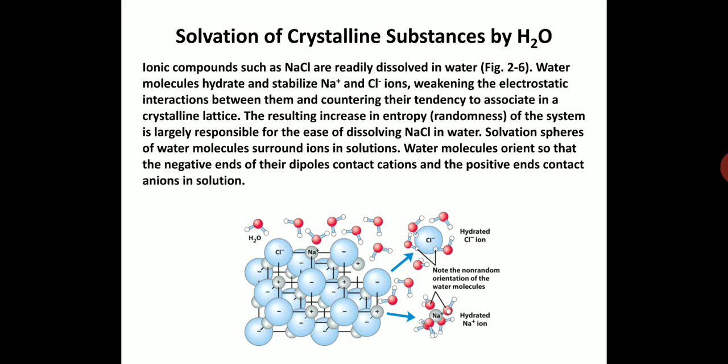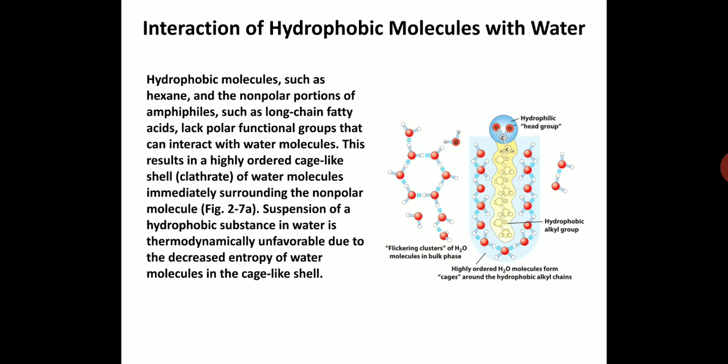The resulting increase in entropy, that is the randomness of the system, is largely responsible for the ease of dissolving NaCl in water. Solvation spheres of water molecules surround ions in solutions. Water molecules orient so that the negative ends of the dipoles contact the cations and the positive ends contact anions in solution.